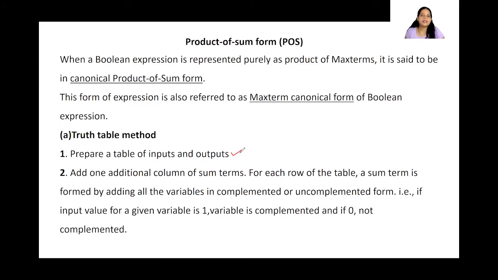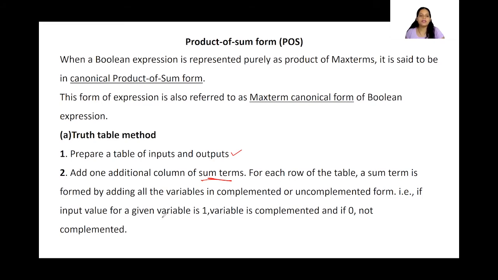But here there is a small difference. Now what is that difference? Let's go ahead and see. So once we prepare the input truth table, next add one additional column of sum terms. Okay, so here we are adding a sum term column, wherein in the sum of products we were adding the product terms. Right, now for each row of the table, a sum term is formed by adding all the variables in the complemented or uncomplemented form.